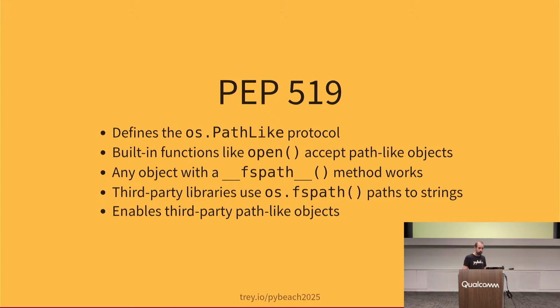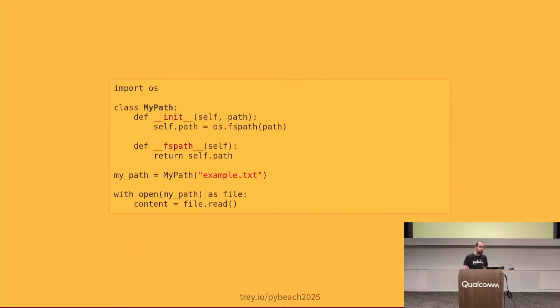For example, here's a class called myPath, which does not inherit from pathlib.path. And yet, instances of this class actually work with the built-in open function because this class has a dunder fspath method. The ability to make an object that acts like a path allows for third-party libraries that work everywhere that Pathlib does.